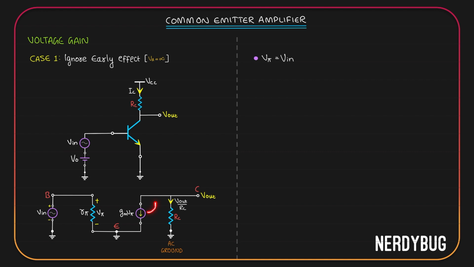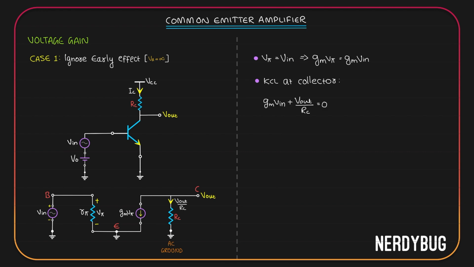Over here, we have the dependent current source whose value is gm V pi. But we just found out V pi is equal to V input. So gm V pi will be equal to gm V input. Now let's apply KCL at the collector. This is our collector node. There are two currents flowing. First one is this one. The second one is this one. V output by RC is flowing out of the node. gm V pi is also flowing out of the node.